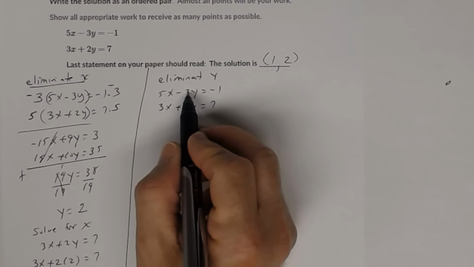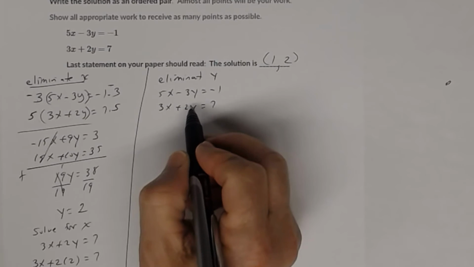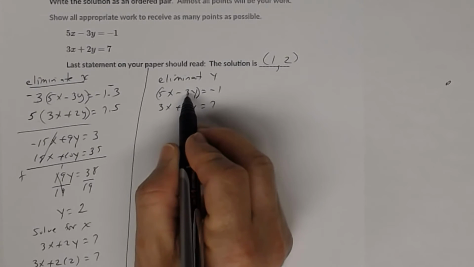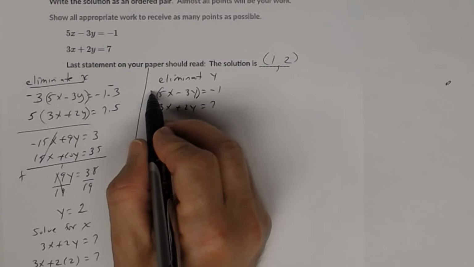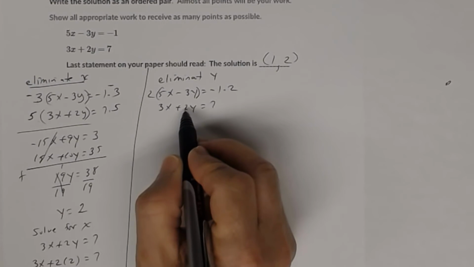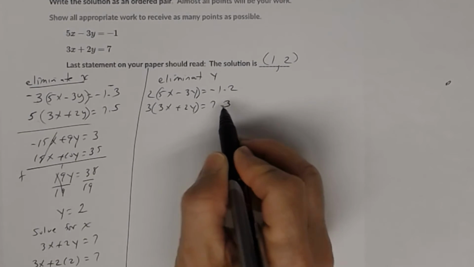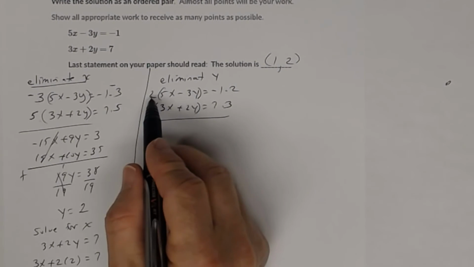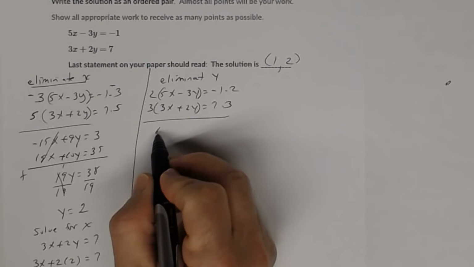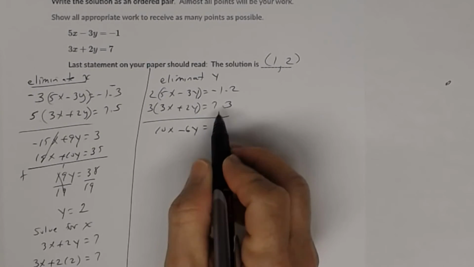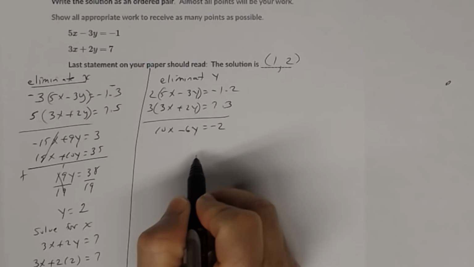The least common multiple of 3 and 2 is 6. So I'm going to multiply the first equation, if I want 6 here, by 2. If I want this to be 6, I have to multiply by 3. So times 2, and times 3. When I do that and distribute, I get 2 times 5x is 10x. 2 times the negative 3y is negative 6y, equals, and the negative 1 times 2 is negative 2.